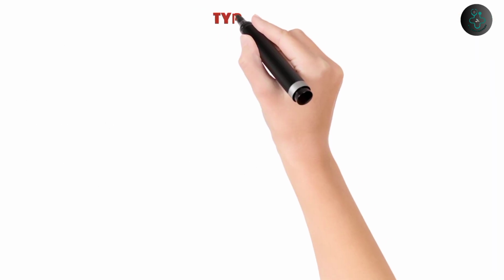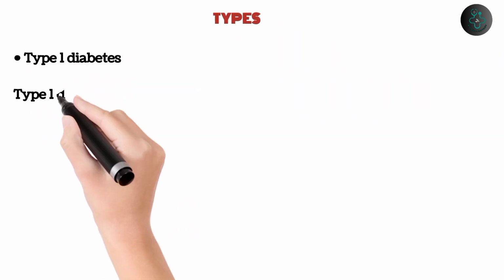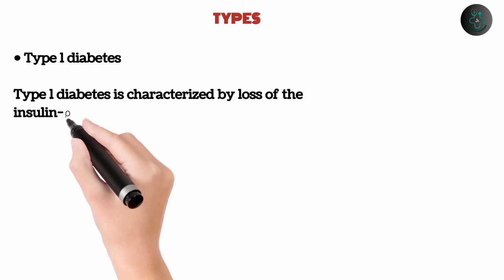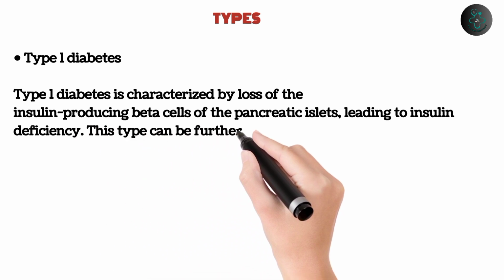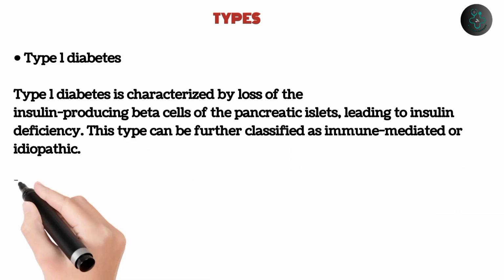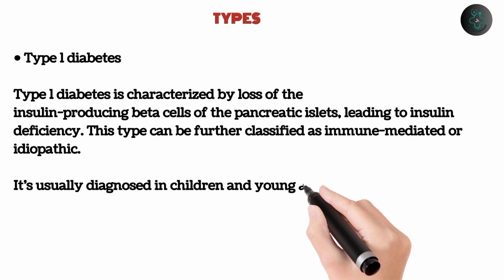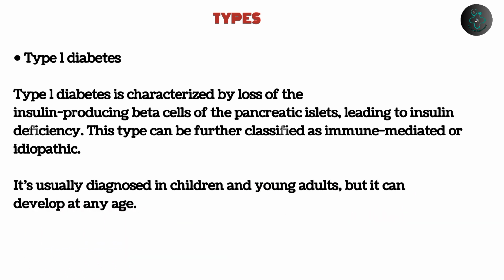There are mainly three types of diabetes. First, type 1 diabetes. This is characterized by loss of the insulin-producing beta cells of the pancreatic islets, leading to insulin deficiency. This type can be further classified as immune-mediated or idiopathic.